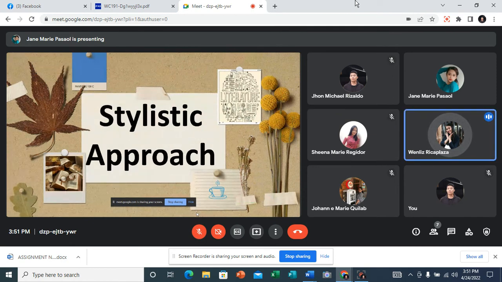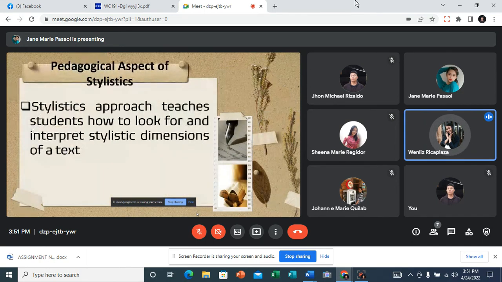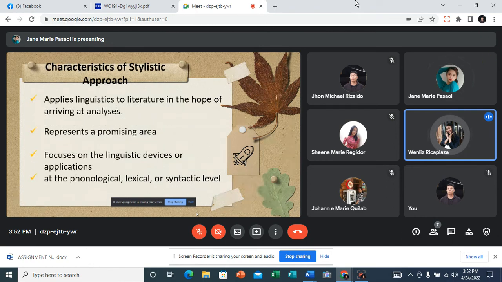Okay, so let's have here the stylistic approach. So let's have here the pedagogical aspect of stylistic approach. So stylistic approach teaches students how to look for and interpret stylistic dimensions of a text. So students are made to learn what is said and how meanings are made. So they are taught to know what makes the language of literature different from everyday language. So next slide, please.